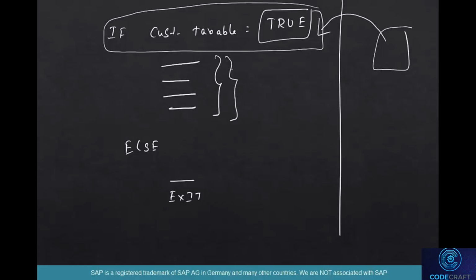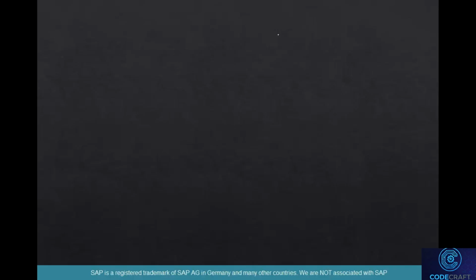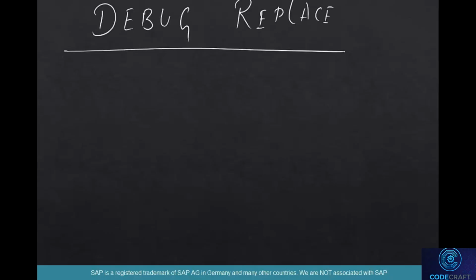Now in situations like this, you can use debug replace. You can just make this true irrespective of what the external system returns. That way, you can easily debug programs under situations where the values of the variables are not under your control. All right, so that was debug replace. So let's summarize what we have learned in debug replace. Debug replace is a quick way to change the values of the variables at runtime so that you can control the way the program flows.